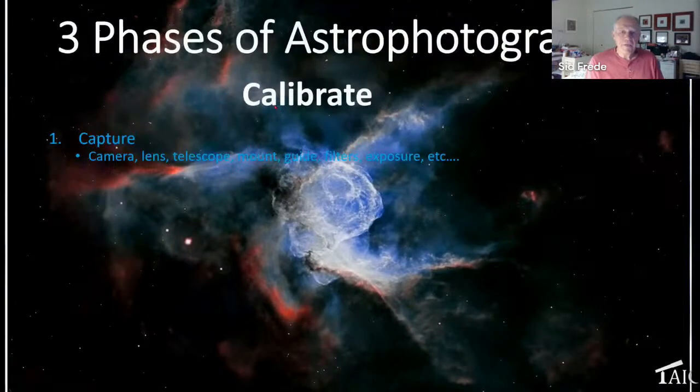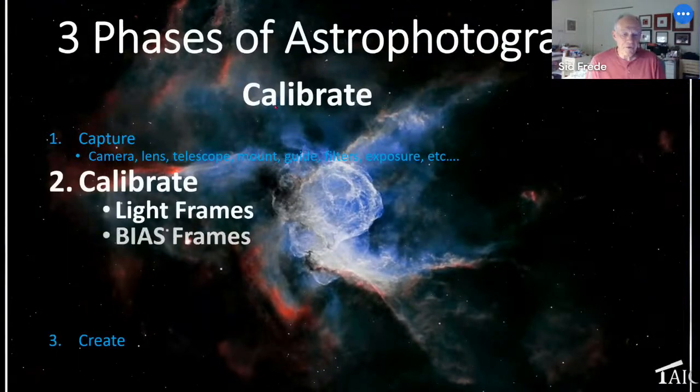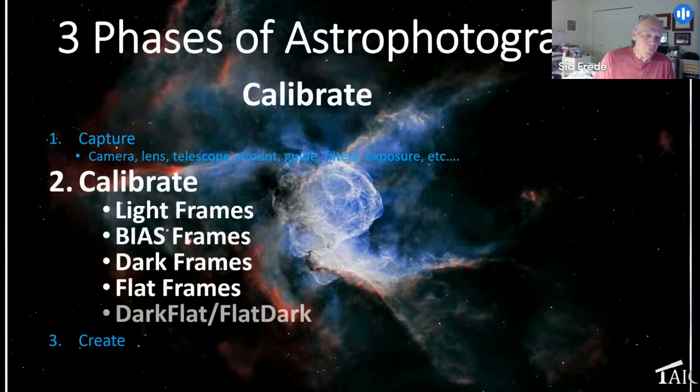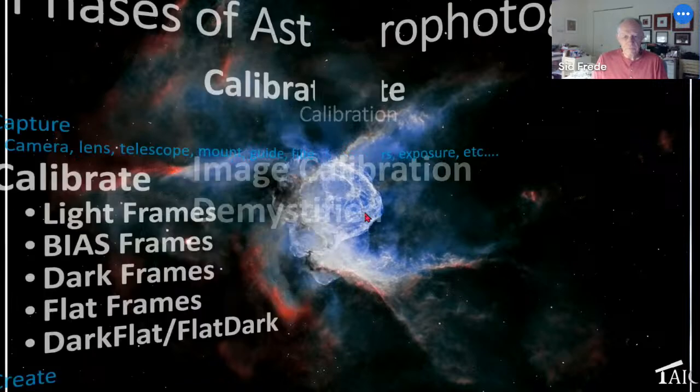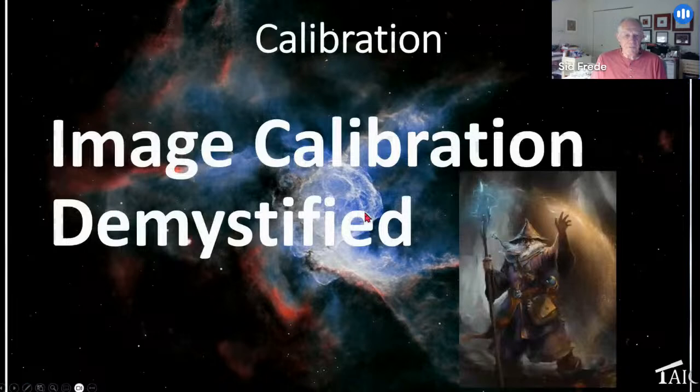The 3 phases of astrophotography: capture, we just talked about, and create, we'll get to in a minute. And now we're into calibrate, which is, for me, probably the most confusing area of the whole process of astrophotography. And I think if you look on Cloudy Nights or follow some of the Facebook forums or threads, you'll find that everybody's confused. So what I'm going to attempt to do in the next few slides is to demystify image calibration. So wish me luck on this one.